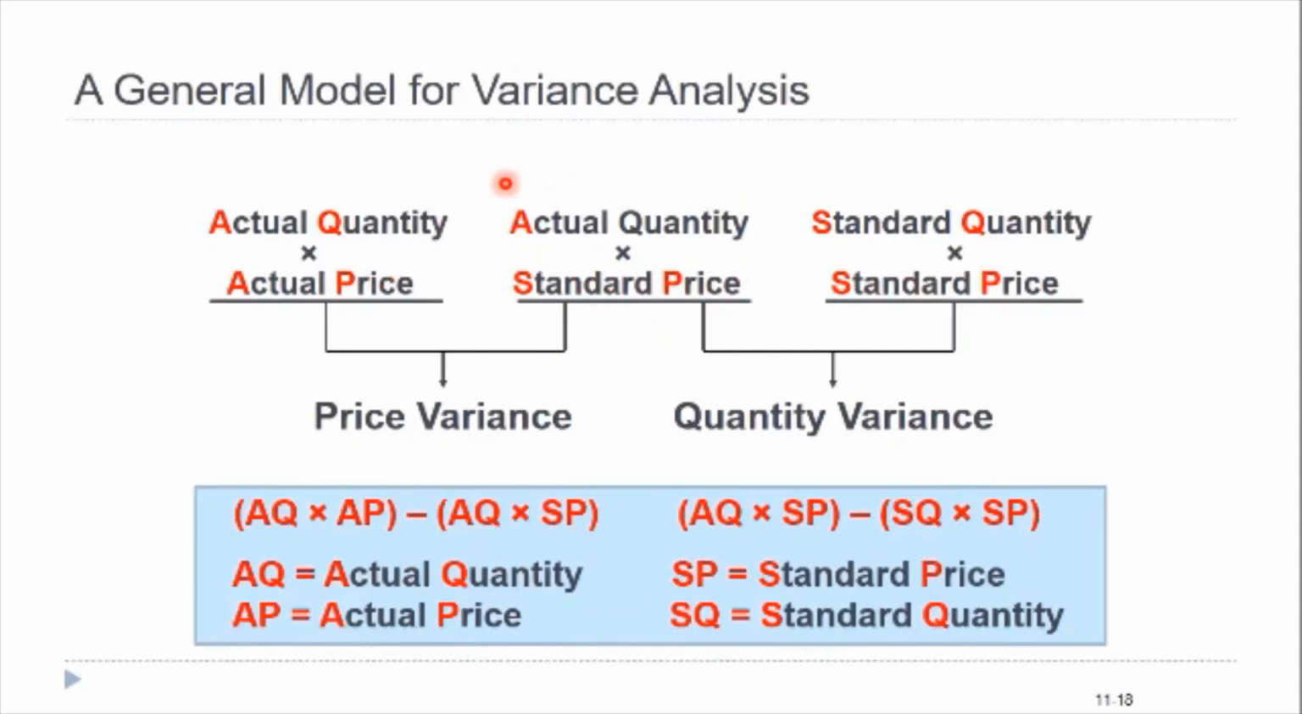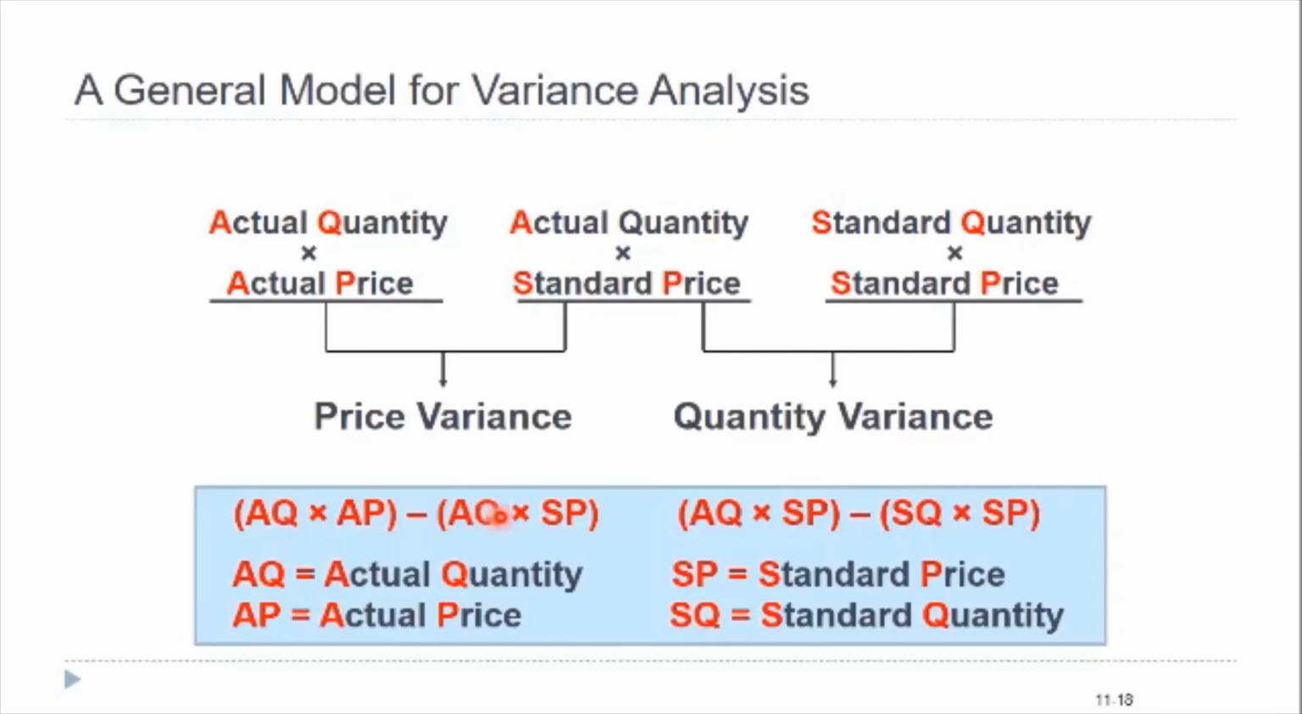In addition to doing it like that model that we just used there, you can use the formulas. AQ is for actual quantity, SP is for standard price, AP is for actual price, SQ is for standard quantity. So you can form them into an equation like this.